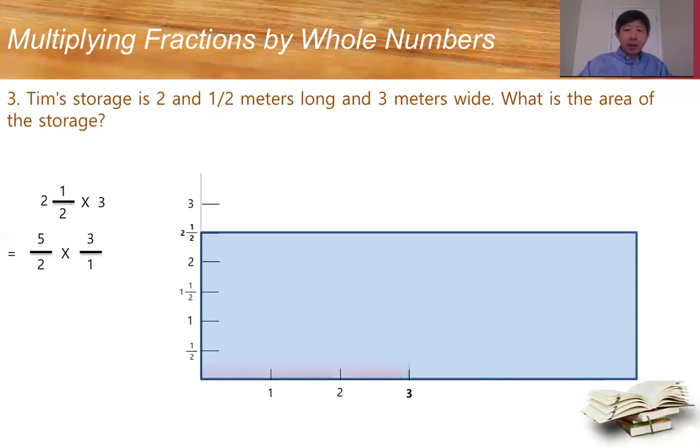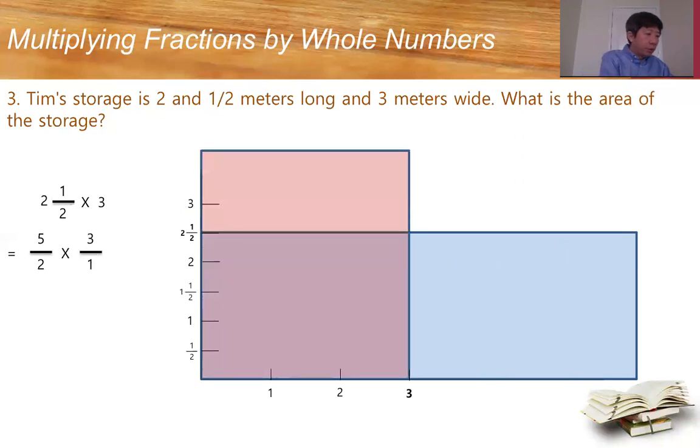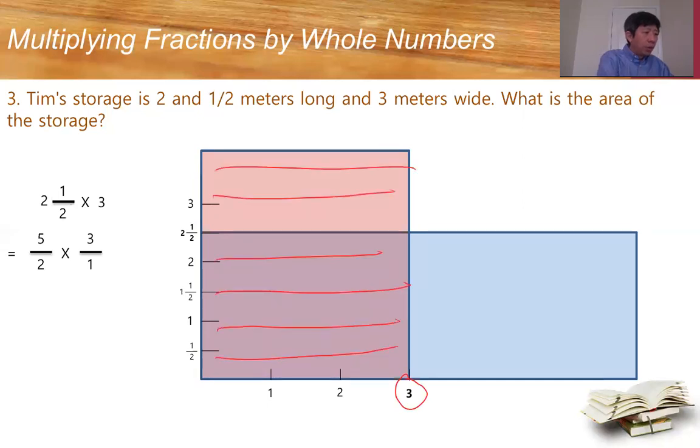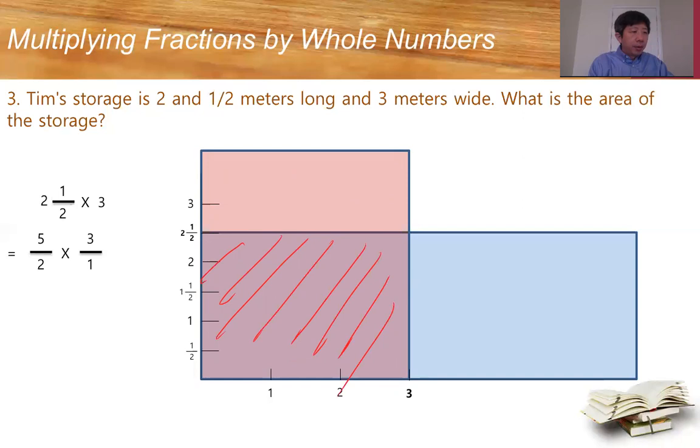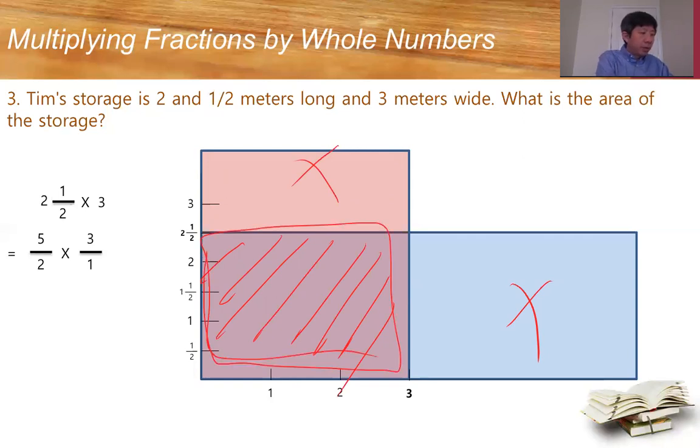So multiply. All right, so now did you see 3? It's all 3 linear units, right? So the overlap, this piece, is the area. This is not area, but the overlap, this piece is the area, okay? That's the concept of the area, okay?